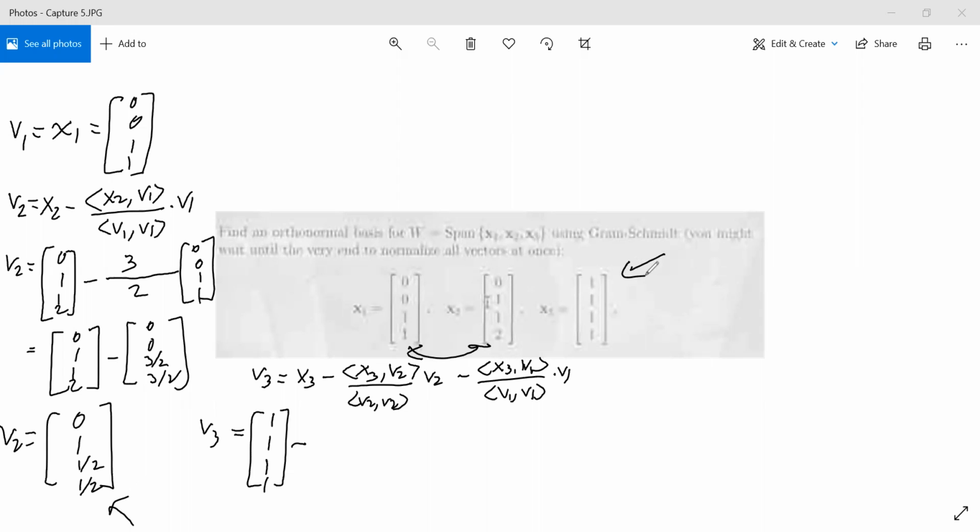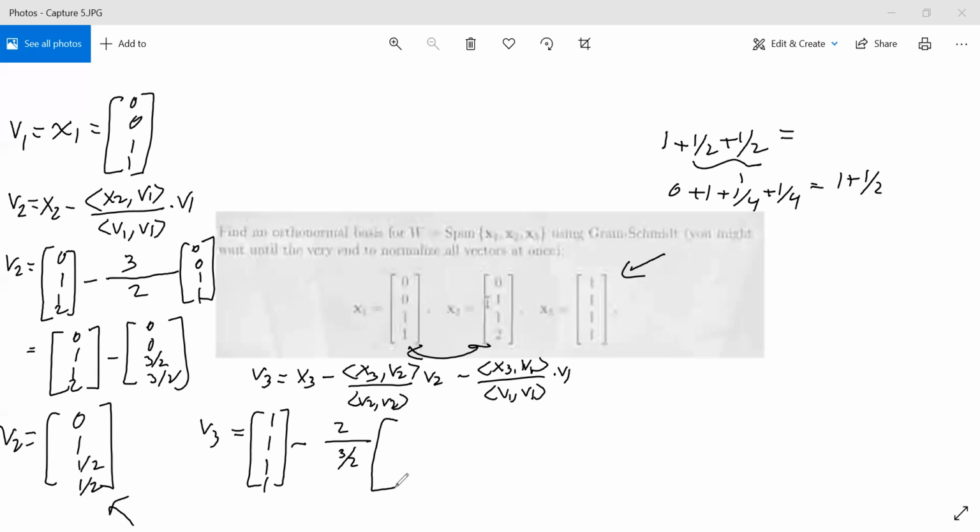So V2 is this one and X3 is this one. So do the inner product. The first one is 0. The second one will be 1. And the third one is a half. And the last one is a half. Which with the 1 gives you 2. So 2 over the inner product of V2 with V2, which will be 0 plus 1, then you're squaring: 1/4 plus another 1/4. Which is 3 over 2. So this is 3 over 2 times V2, which is 0, 1, a half, a half.